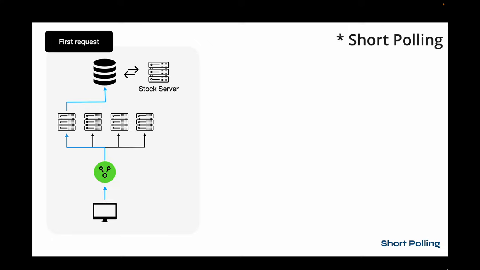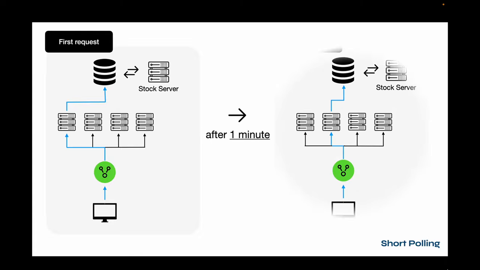Scaling for short polling is not particularly difficult. Let's look at the schema. We have a stock server providing updates on stock prices. We retrieve this data and save it to the database. When the client sends the initial request, it is directed to the first server. For subsequent requests, the load balancer may redirect them to a different server, say the second one. This isn't problematic because the data is stored in the database, ensuring that all servers access the same information.